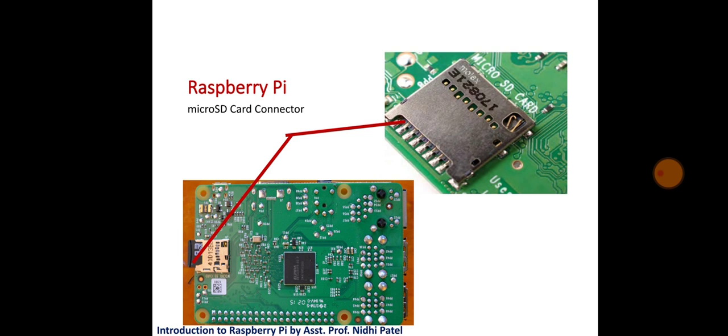On the backside of Raspberry Pi, you can see there is a micro SD card connector. Now, why do we need an SD card in Raspberry Pi? Because Raspberry Pi does not have any internal memory. So whatever data you are going to store in Raspberry Pi will be stored into this SD card. Not only user data, but also the operating system which works on Raspberry Pi is stored in the micro SD card. So first you have to install the operating system onto the SD card, and then you have to attach it into the Raspberry Pi as shown in the figure.